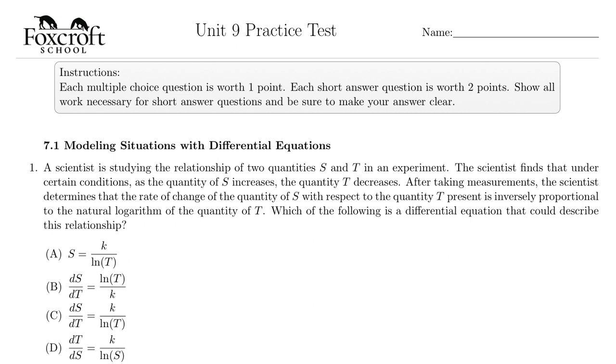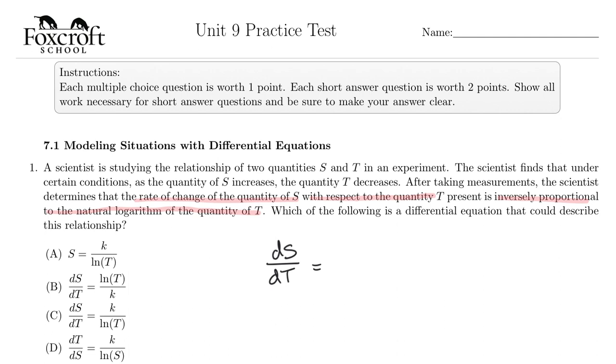All right, so they realize that S and T are changing together. And after taking measurements, determines the rate of change of S with respect to T is inversely proportional to the natural logarithm of the quantity of T. All right, so that's a lot of words, but that's really the only part you care about in this whole paragraph. So if S is changing with respect to T, that tells me that this is my derivative. The change in S, the little d, means the change in S. The division bar is with respect to, and then the change in T. So that's the left-hand side.